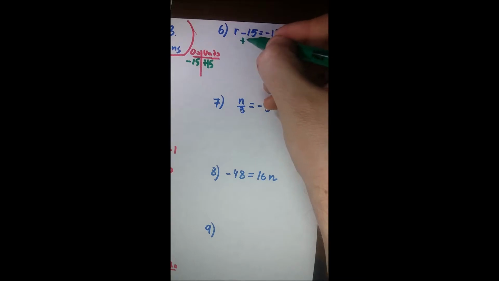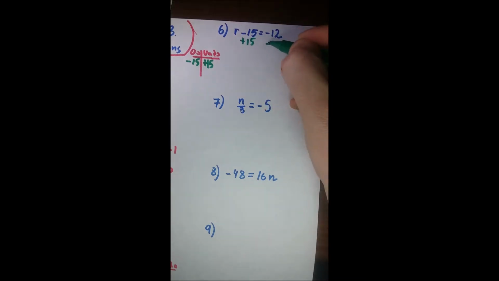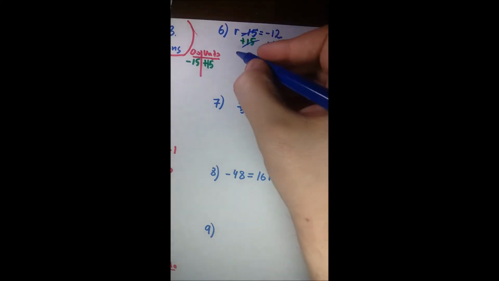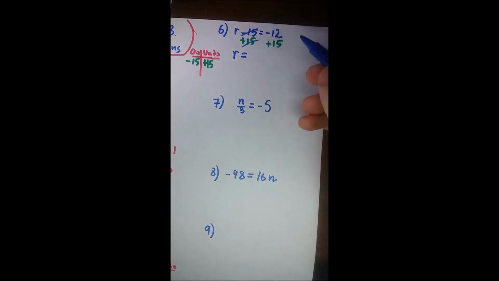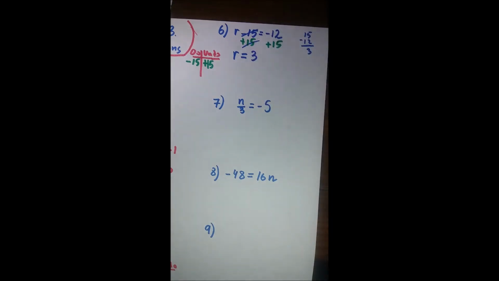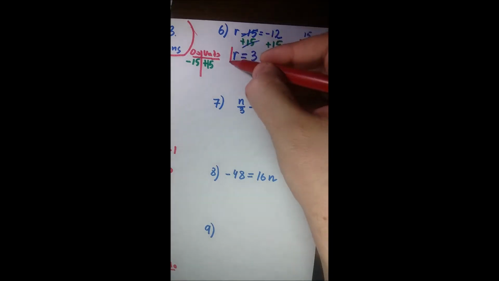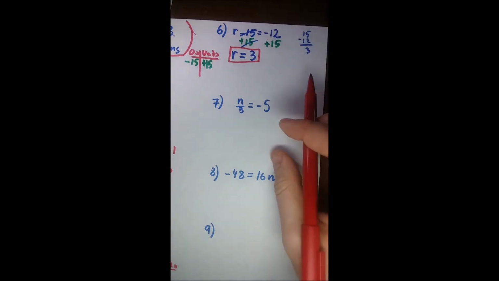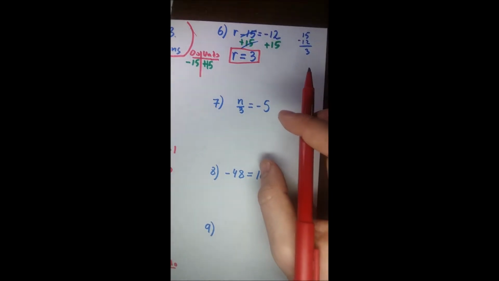So I'm going to go ahead and add 15 to this side. Add 15 to this side. And you're looking at these two are gone, the 15. So you get R equals minus 12 plus 15. Again, it's the same thing as 15 minus 12. The answer is positive 3. R equals positive 3. So keep that in mind. A lot of people got this as a negative. It's a positive 3.